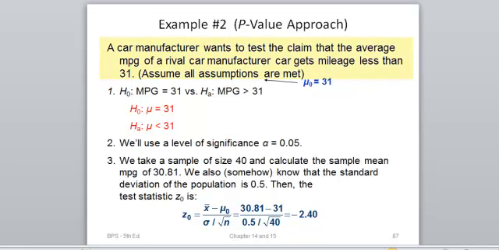A car manufacturer wants to test the claim that a rival car manufacturer's cars get an average mileage of less than 31 miles per gallon. Now we're going to assume all the assumptions are met here, and we have a sample of 40 where the sample mean was 30.81. So first off, we state the null and alternative hypothesis. The null hypothesis would be that the mean equals 31. We're trying to show or prove that the mean is less than 31.